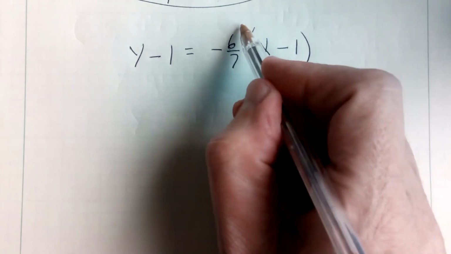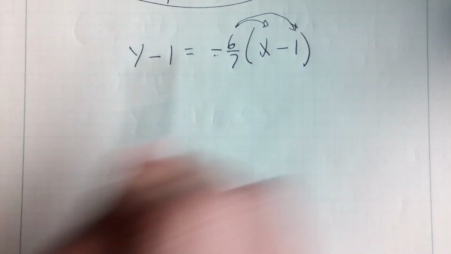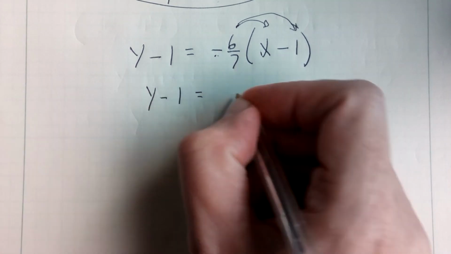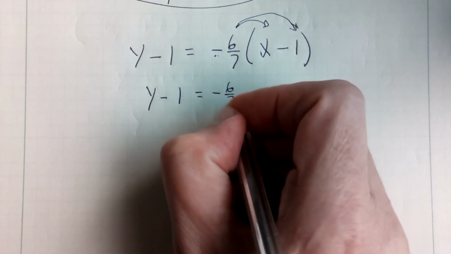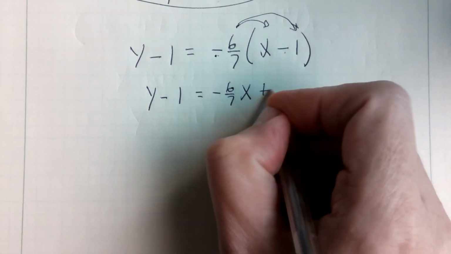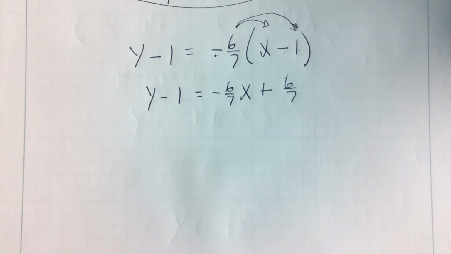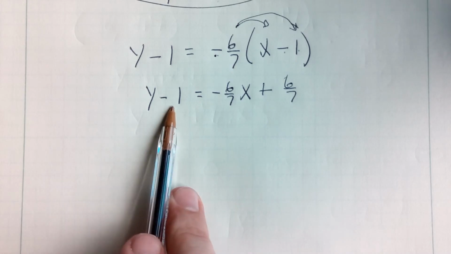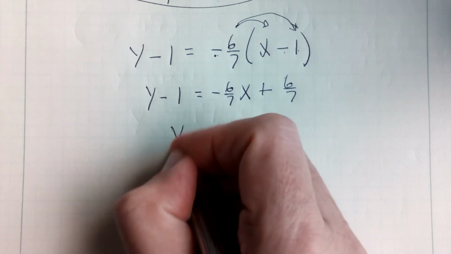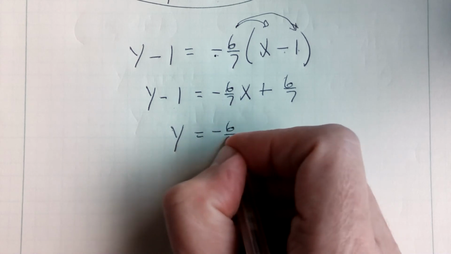The first thing we're going to do is distribute in that negative 1/6, watching our signs as we do so. So we have y minus 1 equals a negative 6/7 x. Minus times a minus is going to be plus, and 1 times 6/7 is 6/7. Now again, we don't want this minus 1 next to the y. We want the y completely isolated or alone on the left side. So I go y equals negative 6/7 x.